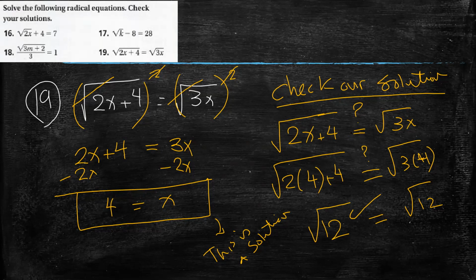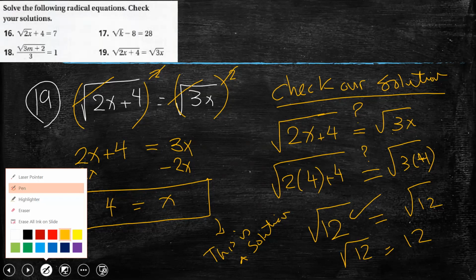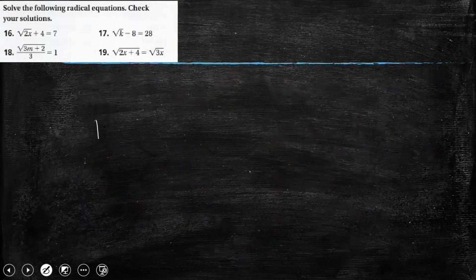Yes, Farah. Teacher, if the other side was not a square root, like the square root of 2x plus 4 equals 3x, and we square the sides? You mean from the beginning? Okay, wait a minute. Yes, you have the square root of 2x plus 4 equals 3x.